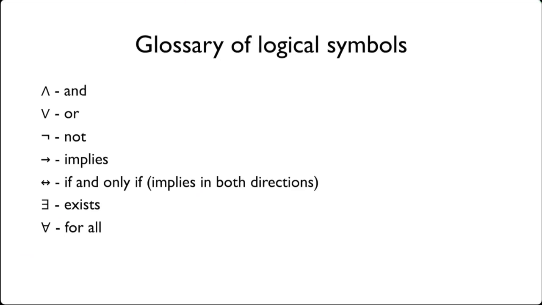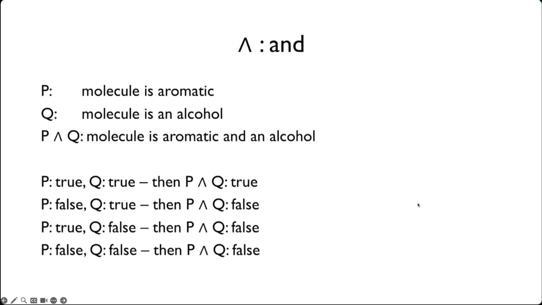Okay. So let's talk about and. Here's an example. Let's take P is a proposition, a molecule is aromatic. Q is a proposition, a molecule is an alcohol. And a third statement, P and Q, would mean a molecule is aromatic and an alcohol.